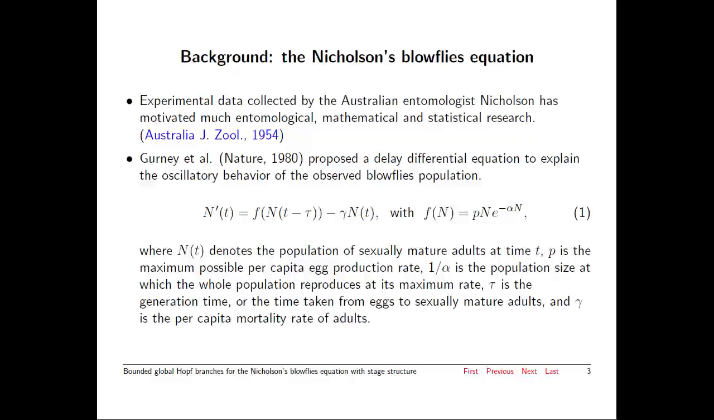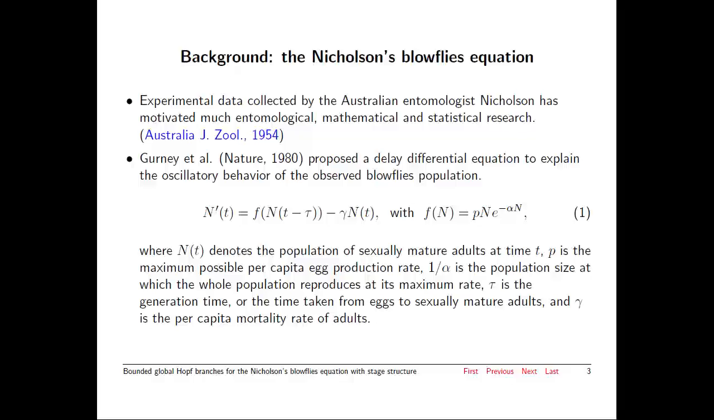In 1954, the Australian entomologist Nicholson collected lots of experimental data on sheep blowfly populations, and observed the oscillatory behavior of these blowfly populations. Then lots of entomologists and mathematicians studied this experimental data, trying to explain this phenomenon.